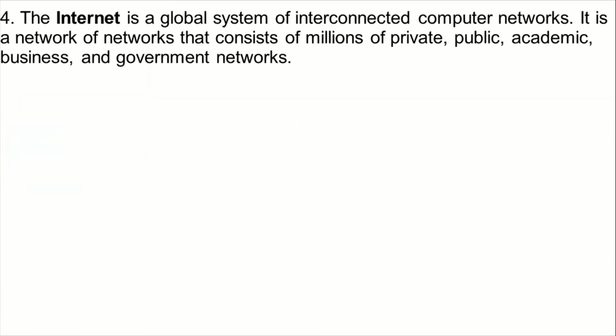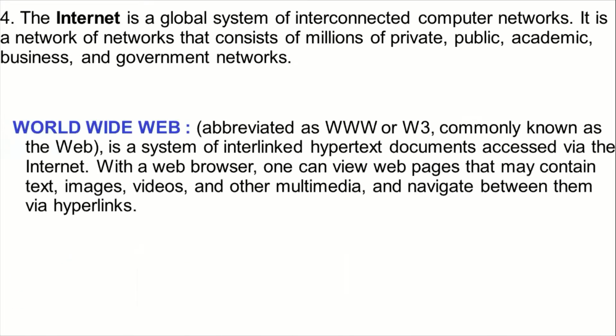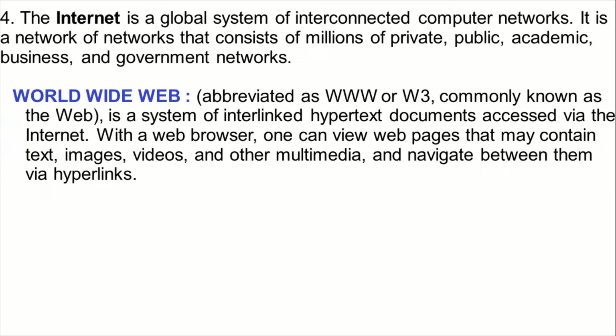So what is the internet basically? It's a global system of interconnected computer networks. It's a network of networks which consists of millions of public, private, academic, business, and government networks. World Wide Web, also abbreviated as WWW or W3, known as the web. It's a system of interlinked hypertext documents accessed via the internet. With a web browser, we can view web pages that may contain text, images, videos, and other multimedia and navigate between them by using hyperlinks.